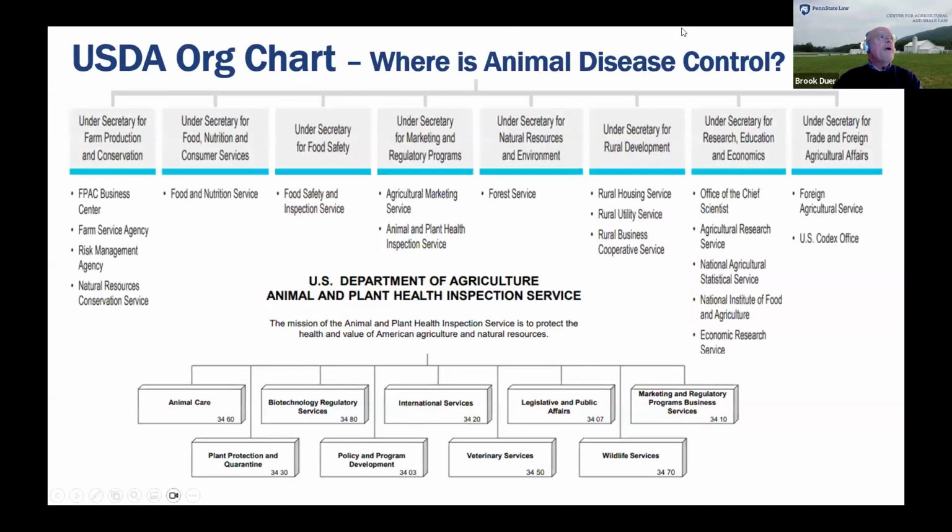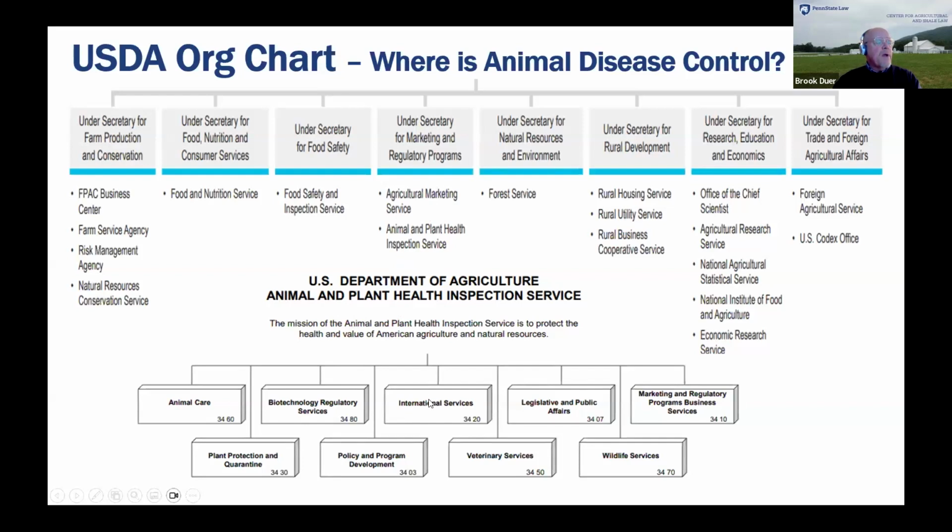Okay, now, where is animal disease control? Just basic, here's the org chart for the USDA. If you come down, it's actually under the Undersecretary for Marketing and Regulatory Programs, which sometimes seems like a little bit of an odd mix. But in any event, the Animal and Plant Health Inspection Service, commonly referred to as APHIS.